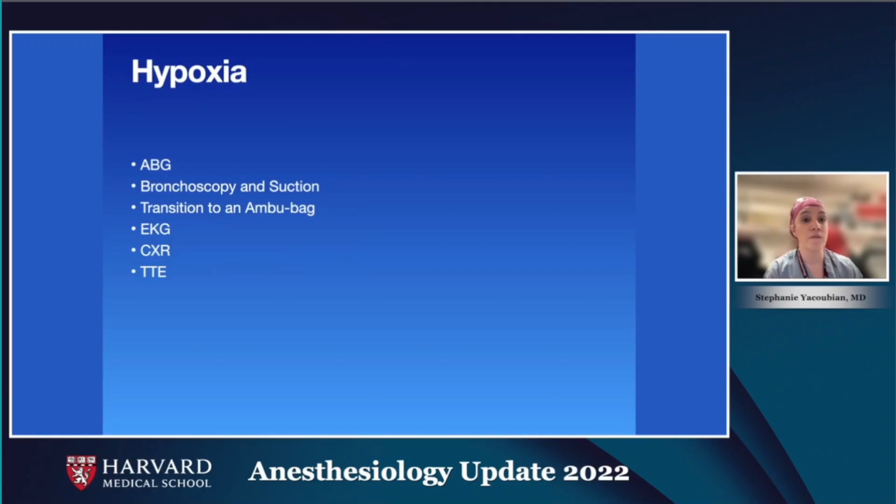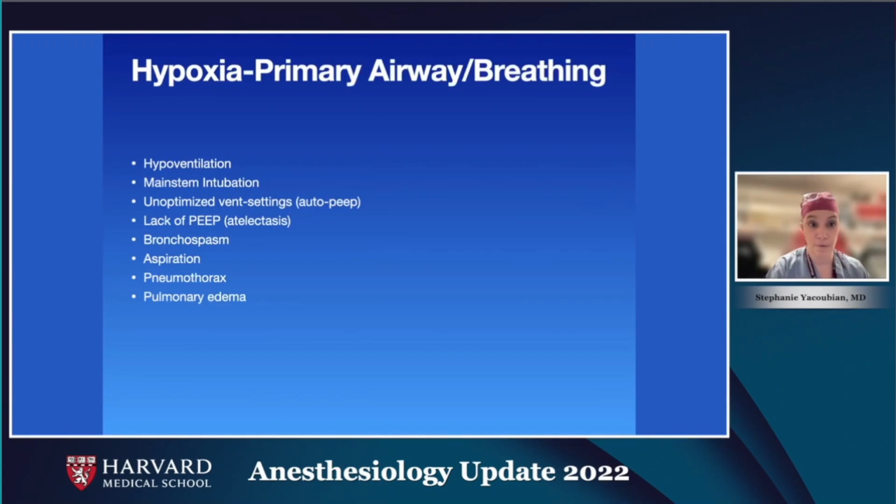And you can further add data to your observations by getting an ABG, doing a bronchoscopy, and getting an EKG, chest x-ray, transthoracic echo, and so on, because the etiology will lead to changes in any of these studies. For example, if the patient's having a cardiac event, on the transthoracic echo or on your EKG, you may notice ST changes or wall motion abnormalities.